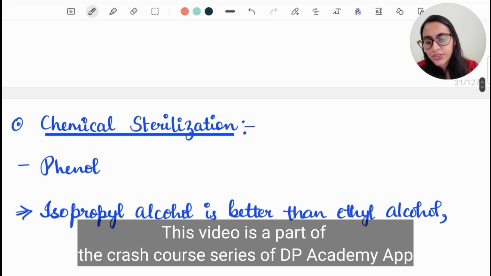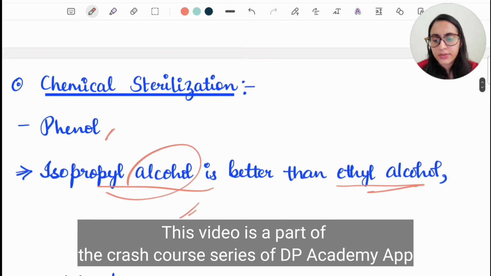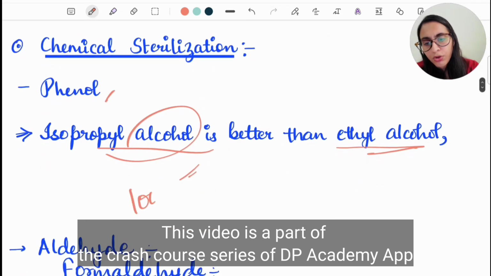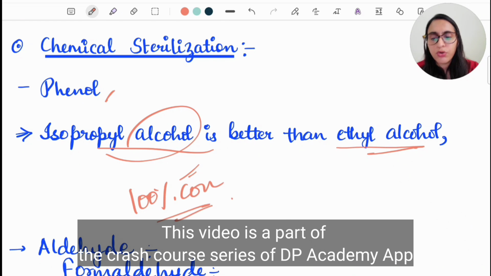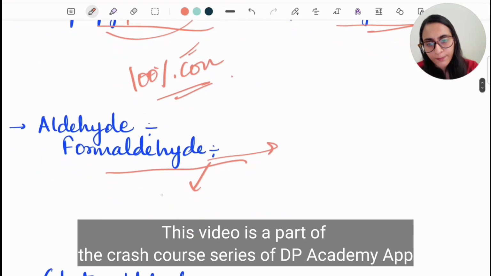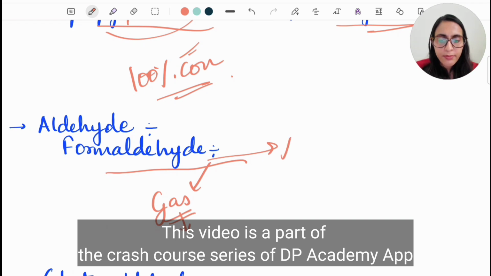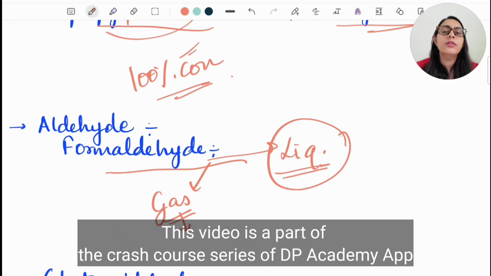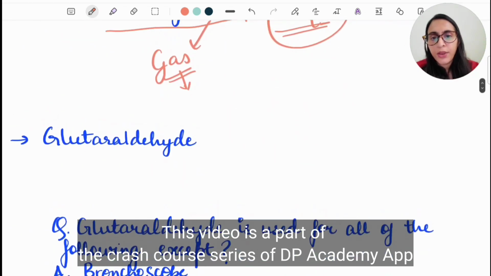Coming to chemical sterilization, we use phenol, which is carbolic acid. Isopropyl alcohol is better than ethyl alcohol as it is a better fat solvent. If 100% concentrated alcohol is used, it can cause dehydration of skin proteins, and that is why we do not use it. Among aldehydes, we have formaldehyde. Formaldehyde can be used in two forms. In gas form, it is used for fumigating the OT. In liquid form, it is used for specimen preservation.